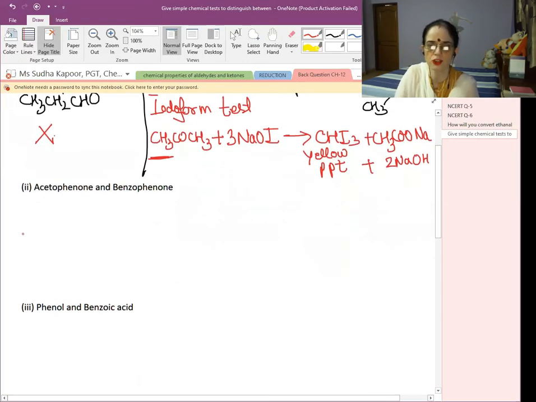Now in case of acetophenone and benzophenone. So before going into the detail of any of the question, first draw the structure, acetophenone, and in case of benzophenone.